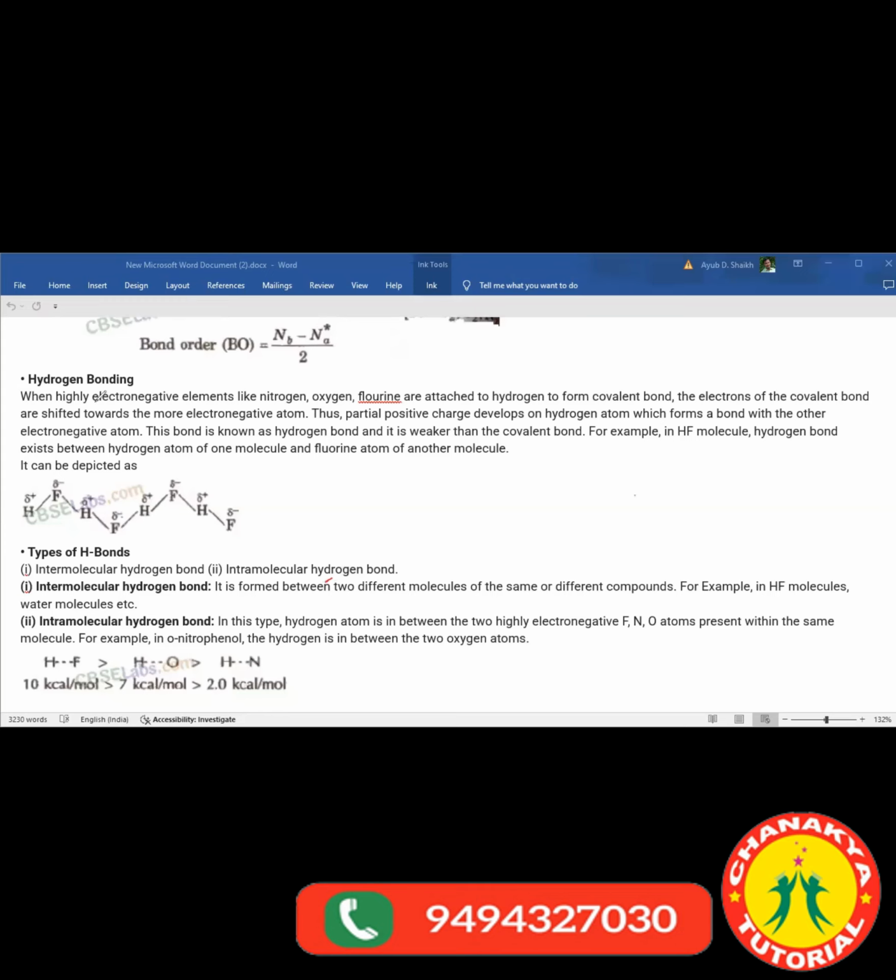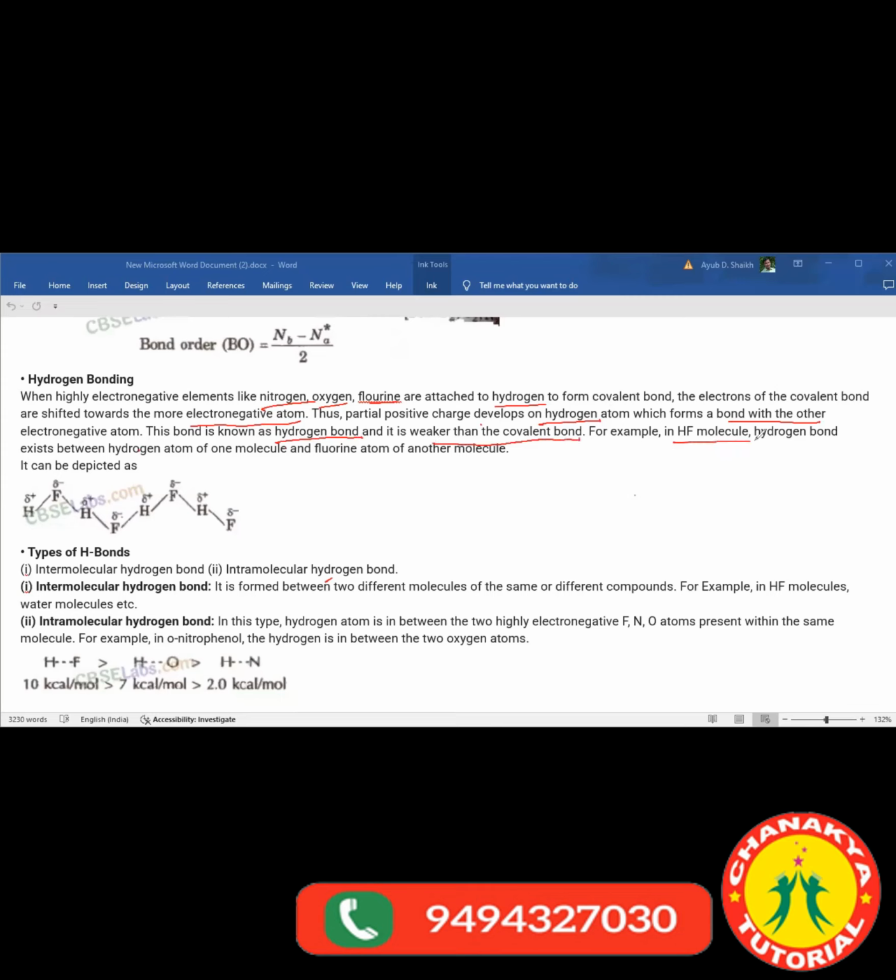When highly electronegative elements like nitrogen, oxygen, fluorine are attached to hydrogen to form a covalent bond, the electrons of the covalent bond are shifted towards the more electronegative atom. This we have learned in the dipole moment and even the polar molecules. Thus, a partially positive charge develops on the hydrogen atom, which forms a bond with the other electronegative atom. This bond is known as hydrogen bond, and it is weaker than the covalent bond.